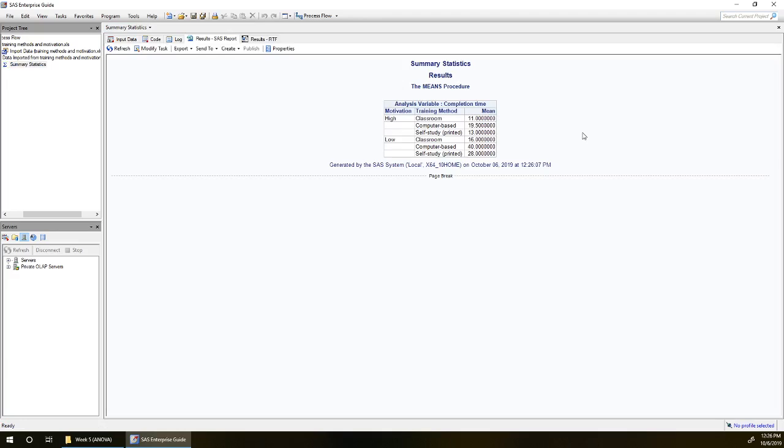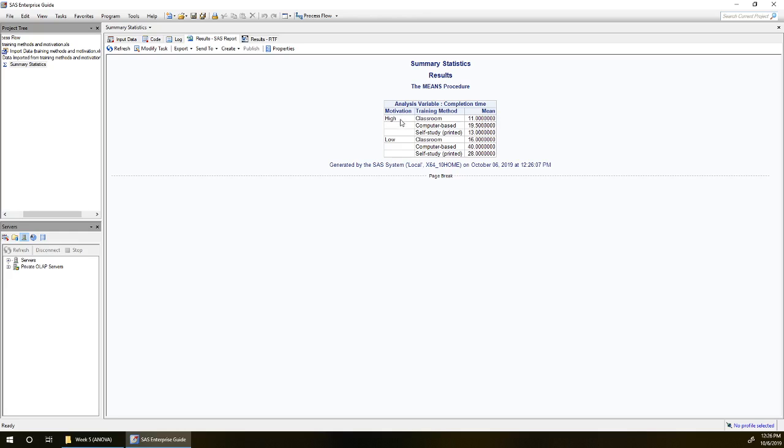And we can look at this to get a feel for what our data is going to be telling us. It looks like the classroom times are lower than anything else. It looks like the computer-based times are higher than anyone else, with self-study in the middle. So it looks like we're going to find that classroom probably takes less time than self-study, probably takes less time than computer-based, but we're not sure about that yet.